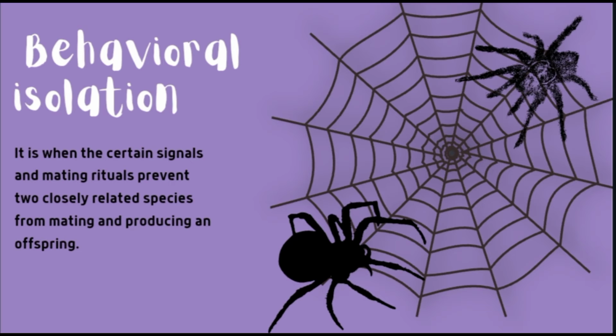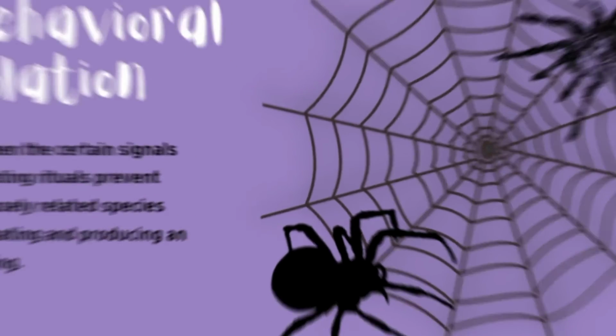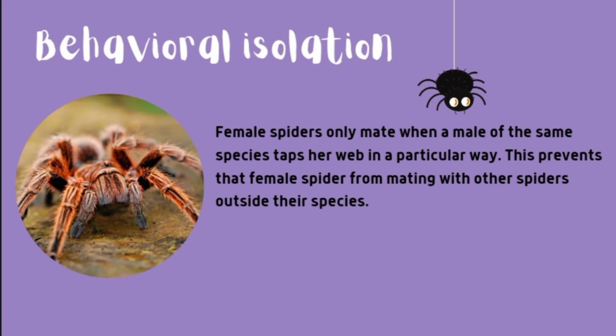The third barrier is behavioral isolation. It is when certain signals and mating rituals prevent two closely related species from mating and producing an offspring. For example, female spiders only mate when a male of the same species taps her web in a particular way. This prevents that female spider from mating with other spiders outside their species.